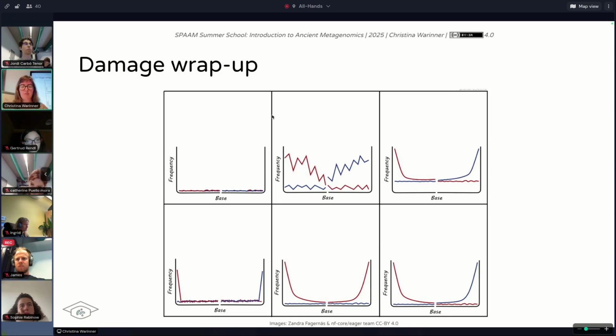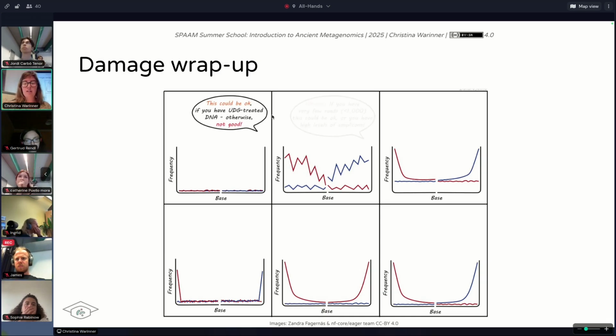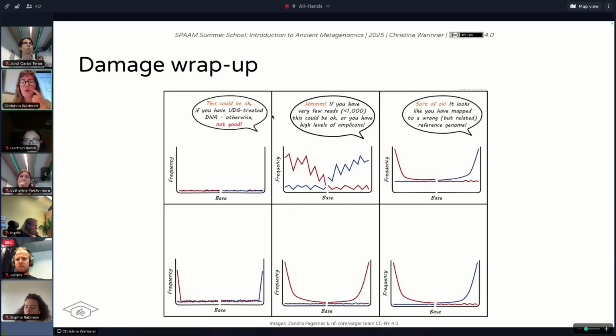So just as a quick damage wrap up, over here on the first one, we have no damage. So this means it's either modern DNA or it's a full UDG-treated library. We have this spiky pattern, which means you actually didn't have enough DNA to run this analysis. It's not statistically valid. Go back, get more DNA. You have this one where you have a good pattern, but the base is elevated, so it means you have the wrong reference genome. Maybe try a better one. This one is okay. This looks good if you did a partial UDG treatment.